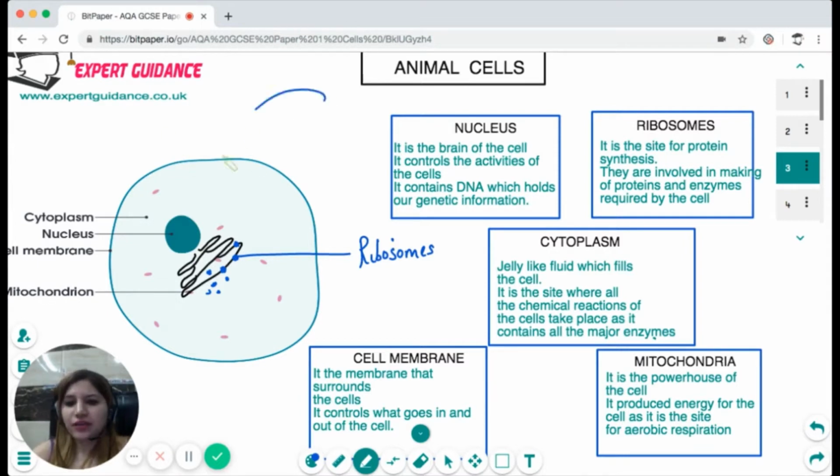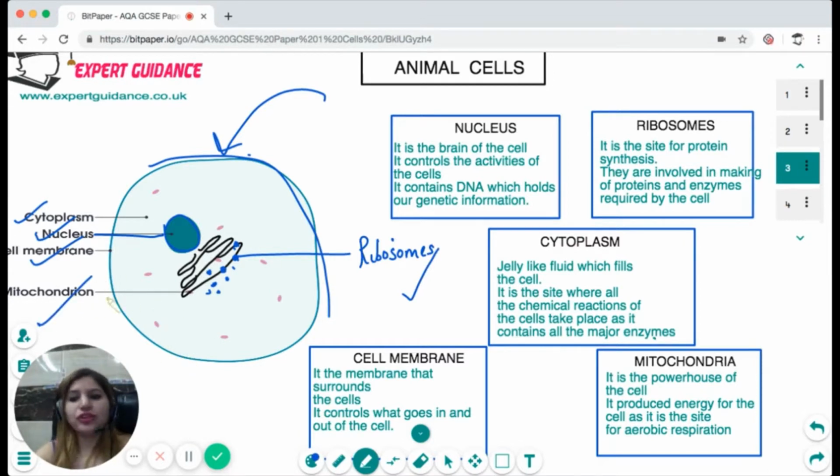Now, the diagram here shows you the animal cell, and you can see there's a round, big nucleus. The jelly-like fluid that fills the cell is the cytoplasm. The outer layer that surrounds the cell is the cell membrane. And then on these structures, and freely, you have ribosomes. And then you have these pink structures called the mitochondria.